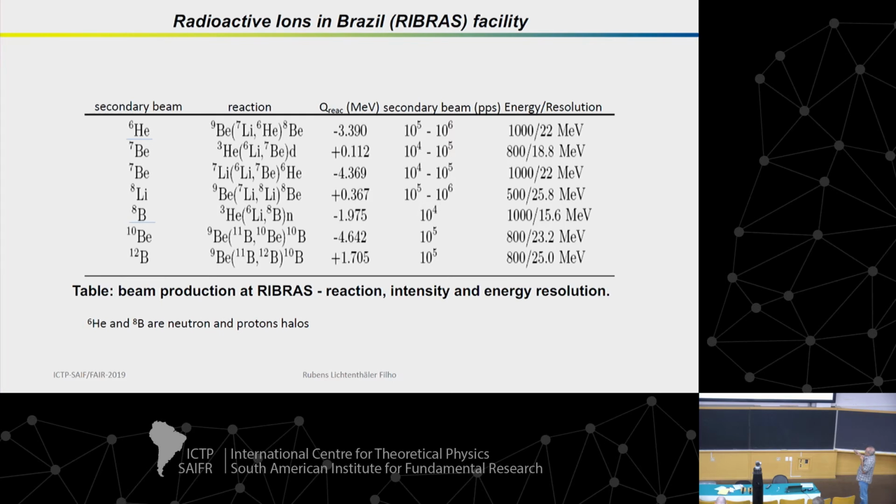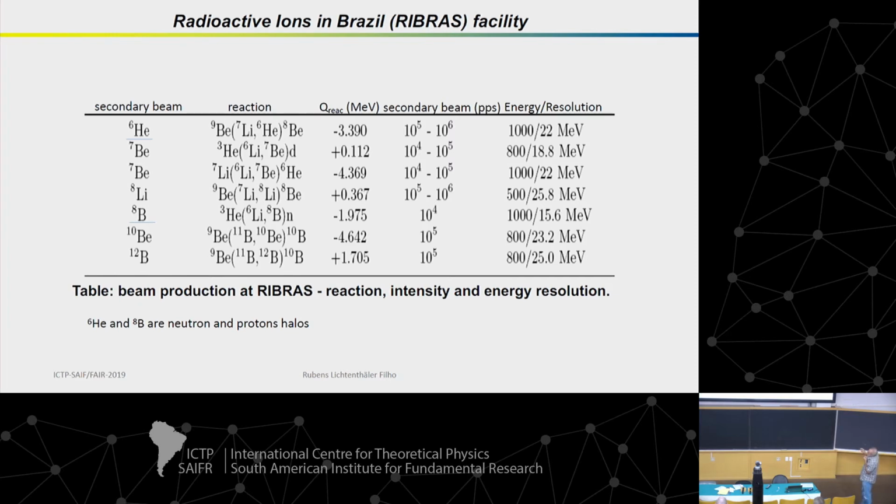So this is a list of some of the secondary beams that we produce. Here is the secondary beam particle. Here is the reaction. As you can see, the primary beam, the target, and here the secondary particle, and the reaction Q value. Most of these reactions are transfer reactions. And this is the intensity that we actually have in RIBRAS. You can see it's between 10 to the 4 and 10 to the 6 particles per second. And this is the energy resolution of the secondary beam.